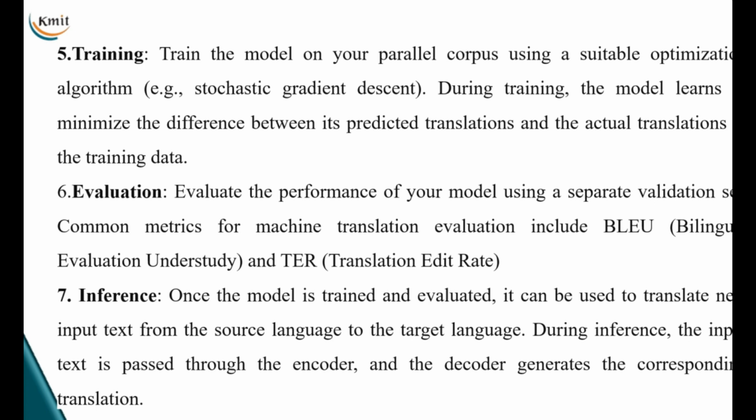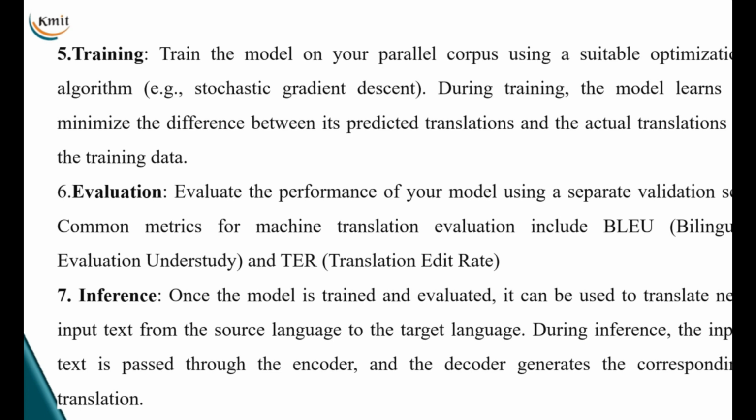After we build the model, we go for training the model. We train the model on the parallel corpus using a suitable optimization algorithm. You can go for your own choice. During training, the model will learn to minimize the difference between the predicted translation and the actual translations. After you train the model, we'll go for evaluation. That is, we'll evaluate the performance of the model using a separate validation set. For machine translation, we can use two common metrics. One is BLEU, bilingual evaluation understudy, and the second one is translation edit rate. You can use either of them. In the example that I'm going to explain today, I have used BLEU.